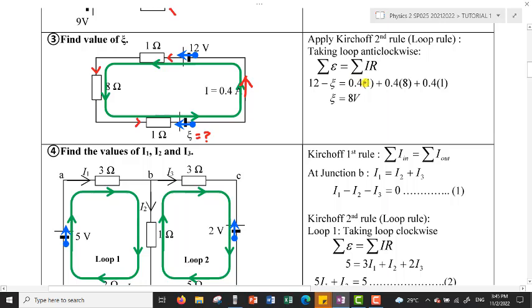So we have 0.4 multiplied by 1, plus the same current will pass through the 8 ohm resistor, so we have plus 0.4 multiplied by 8, and then the current will also pass through the 1 ohm resistor, so plus 0.4 multiplied by 1 ohm. Then we solve it using a calculator. We will get the unknown EMF is 8 volts. Alright.